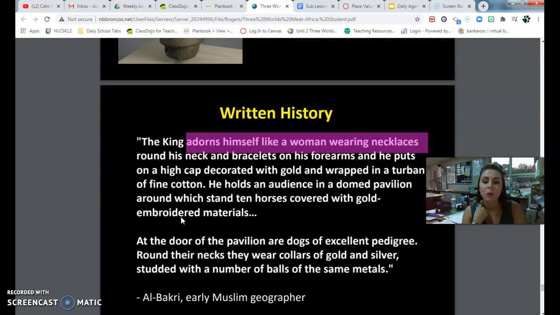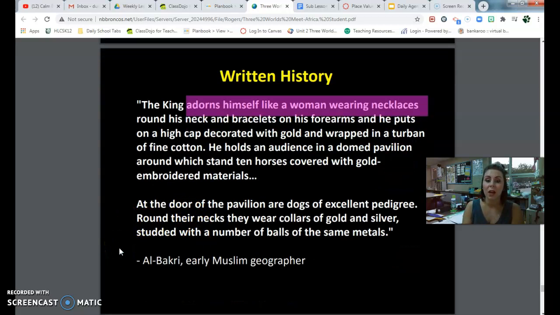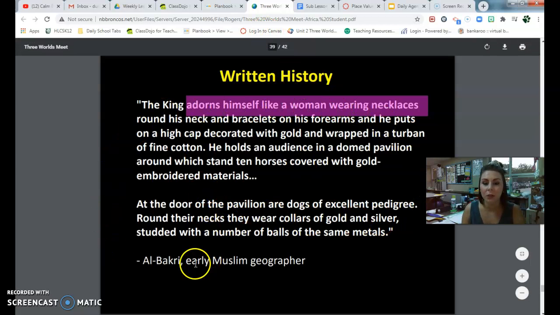The next is written history. Now, written history is anything that's written down, either on paper or on walls. Anything that's written down for us to read is written history. So here's an example of some written history from the African Empire age.